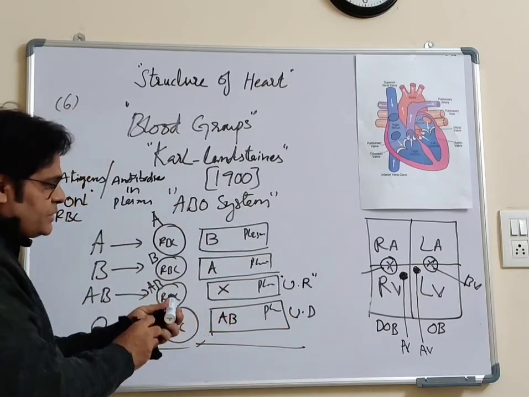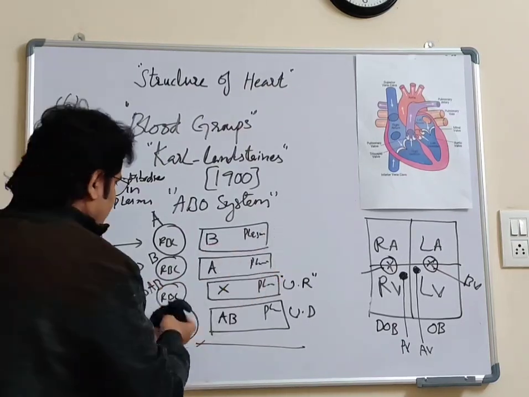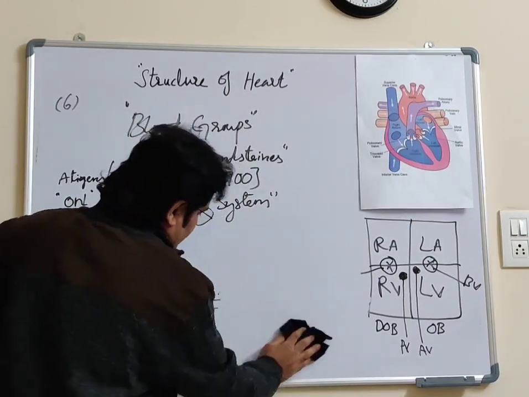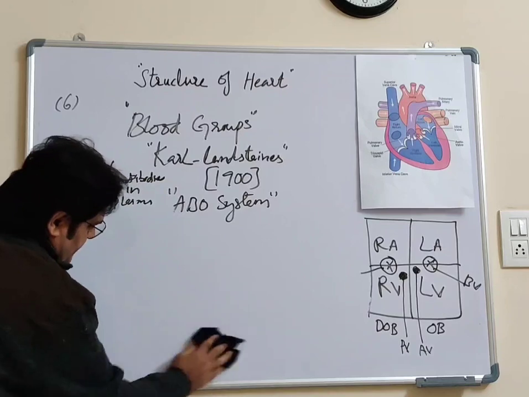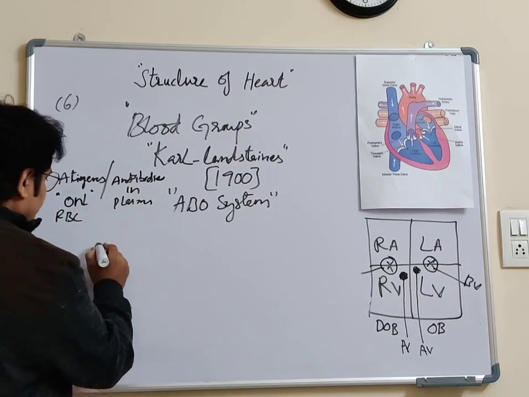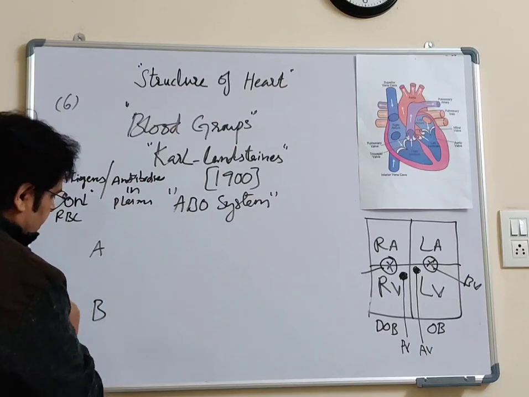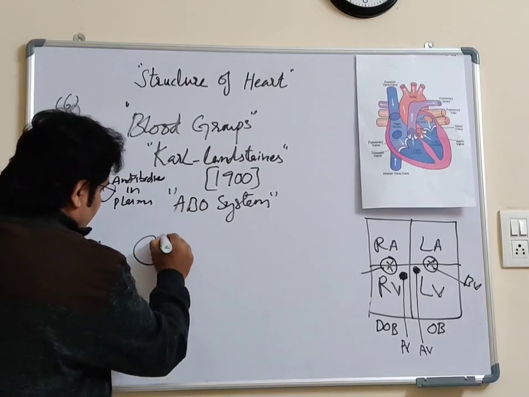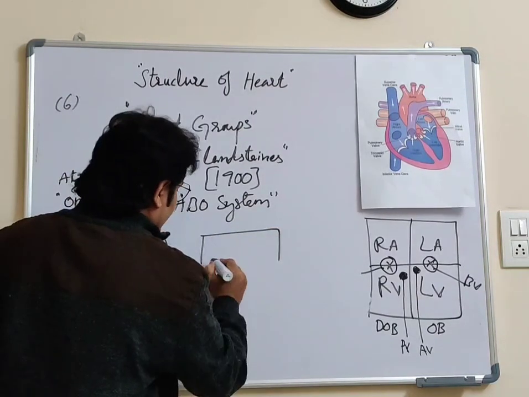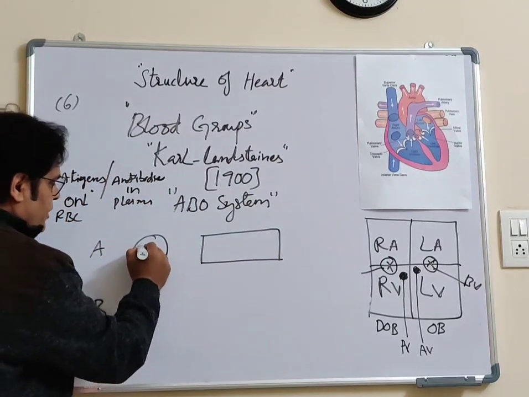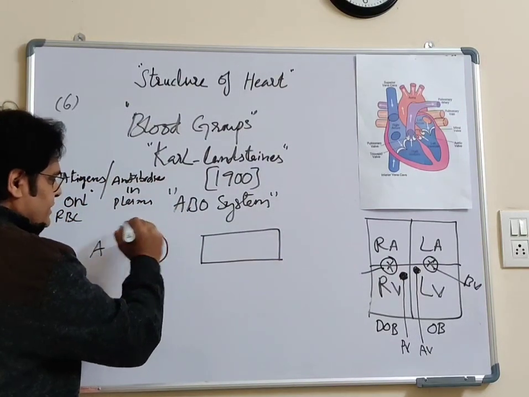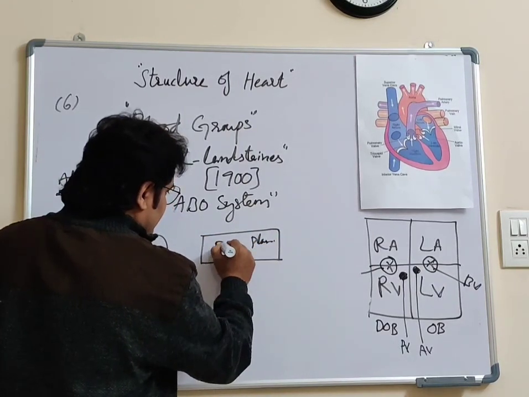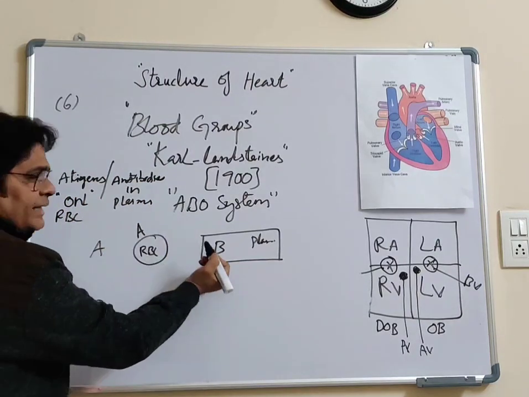I'll show you what is recipient and what is donor with one small example. Suppose a person with blood group A and a person with blood group B are both friends. For the person with blood group A, the antigen present on the RBC membrane is antigen A, and the antibody present in plasma is antibody B. Here antigen A, antibody B.